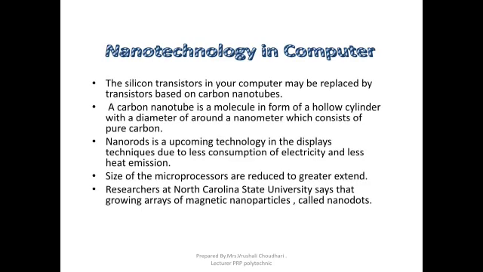What is nanotechnology in a computer? We are using a computer, right? A silicon transistor in your computer is replaced with a transistor based on a carbon nanotube. As the size of the transistor decreases, your computer becomes lighter in weight and its capacity increases. The carbon nanotube is a molecule in the form of a hollow cylinder with a diameter of around a nanometer, which consists of pure carbon. Nanorods are an upcoming technology in display techniques, which requires less consumption of electricity and less heat emission. The size of the microprocessor is reduced due to nanotechnology.